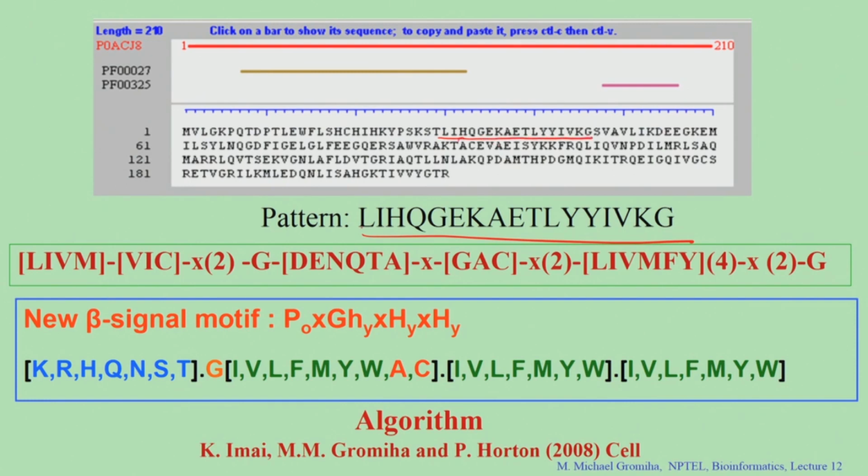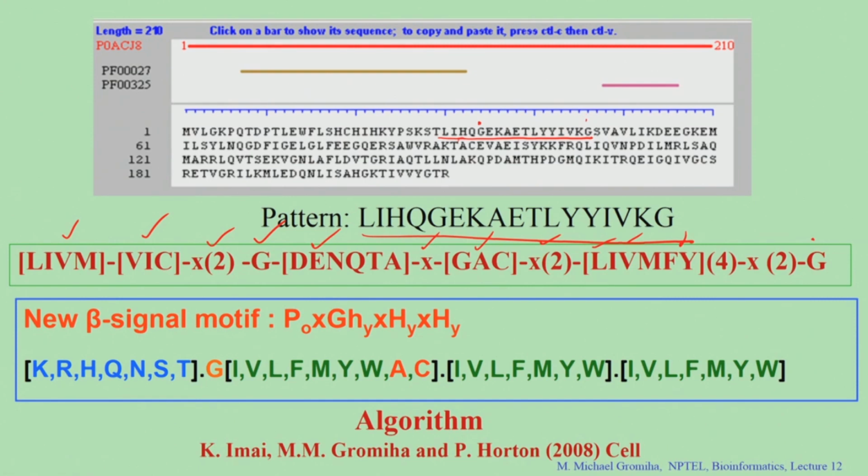If you check, L is here and I is here, and two residues here, and then G, this is a conserved G, it is here, and E is here, and then K, and then A, and then E and T, and L is here, Y is here, and I, then 2x, V and K, and the final G is the final G. That is how the program works.